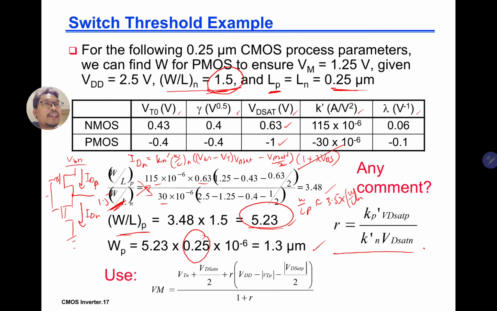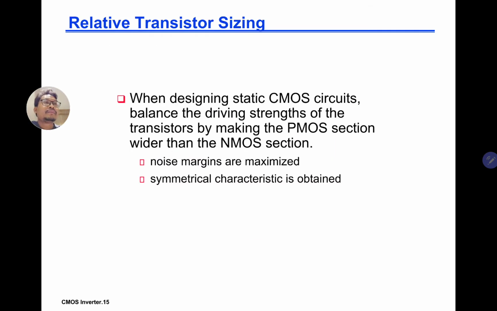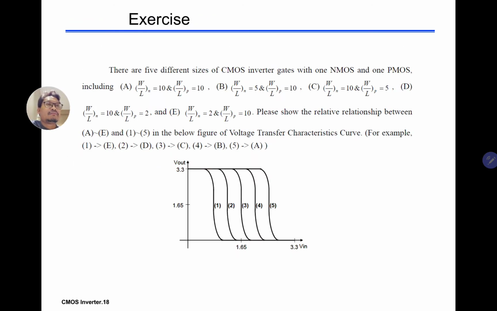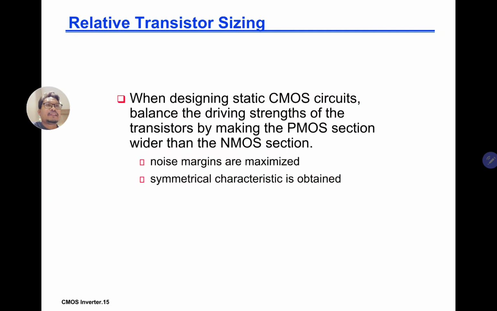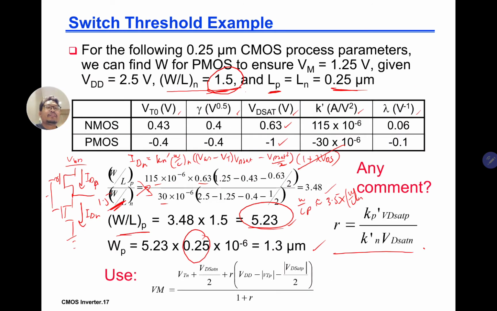So VM here is actually an approximation. You can use a more accurate VM here. Okay, do we need to memorize the equation?